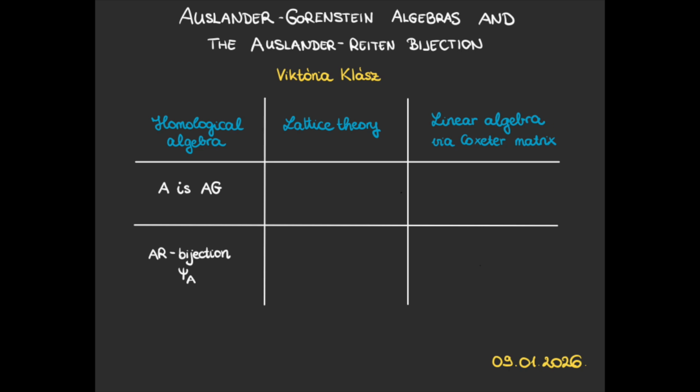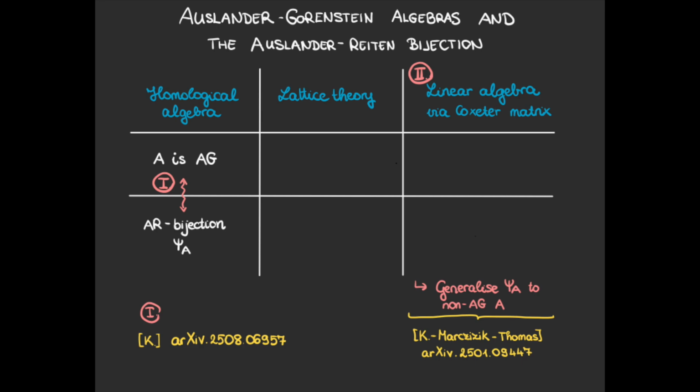So I'm going to talk about Auslander-Gorenstein algebras, and we are going to focus on their connection to the Auslander-Reiten bijection. First, we are going to look at a recent result which shows that these two homological notions are very closely related, and afterwards we will see how they can be interpreted in lattice theoretic terms, and then in linear algebraic terms. The second part will be based on a joint work with René Marczinzik and Hugh.